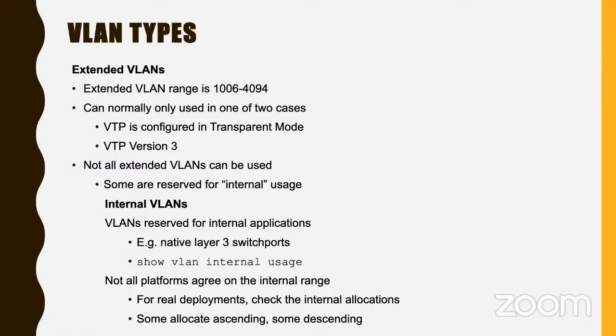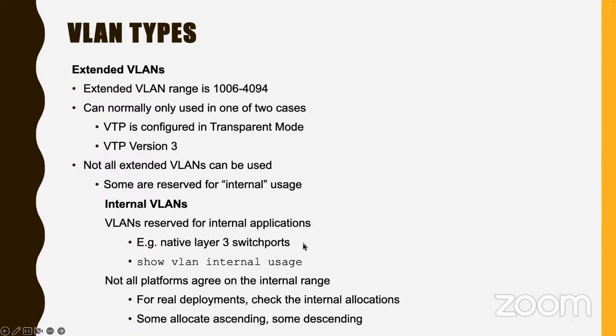Okay, out of this extended VLAN range, there are certain reserved VLANs for internal usage also. For example, when we configure layer 3 switch ports on a switch, that also consumes some VLANs, and when we log into our layer 3 switch, we will see it using this command, show VLAN internal usage. It will show you that that VLAN is being used.